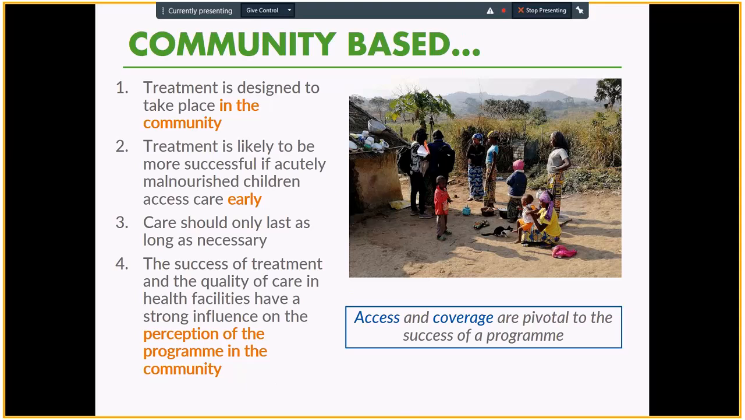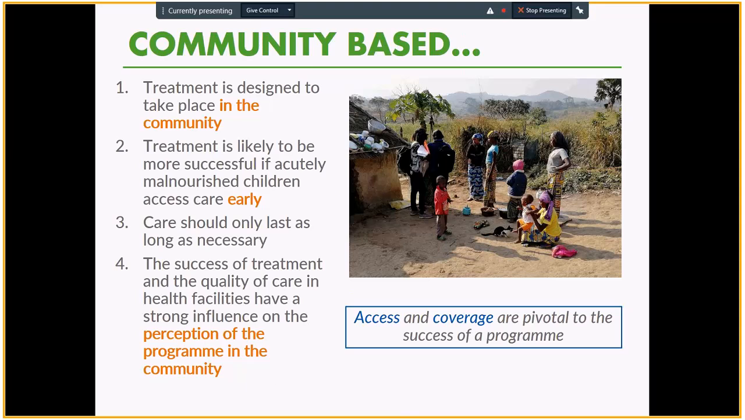So treatment is, needless to say, well, sometimes you do need to say it, but treatment is designed to take place in the community. So this is for the outreach component of CMAN. As you know, RUTF, or ready-to-use therapeutic food, Plumpy'Nut being the better known term that we are very familiar with, is designed to be used in the community by carers. It's a miracle product that enabled treatment to happen in children's homes rather than in the health centre in a kind of controlled environment. And so very much put treatment in the community.